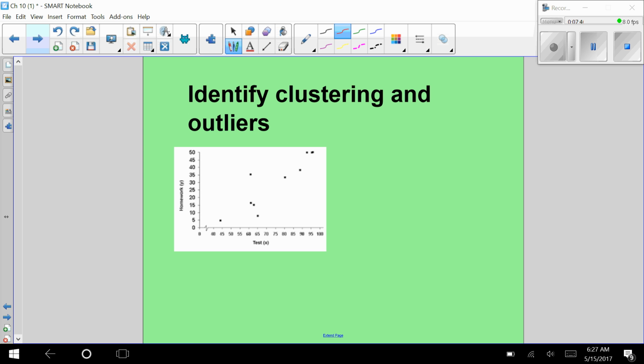The next thing we'll have to do is identify clustering and outliers. Now, clustering can be a little weird. Basically, we want to look for the piece that I could approximate with my trend line. So that makes my cluster right about here.